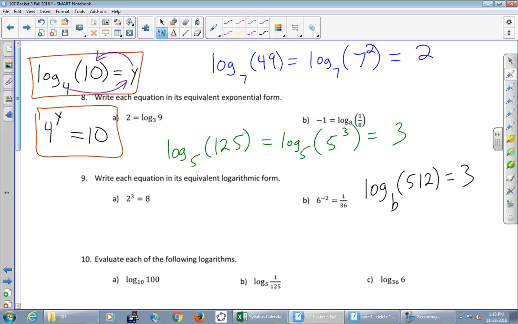I just think about rewriting that as an exponential equation. What to the what equals what for these symbols? It's b raised to the third. You cross over the equals and you write an equals 512. Okay, and then you have to solve that equation. But solving that equation is fairly straightforward. You just take a cube root of both sides, right?